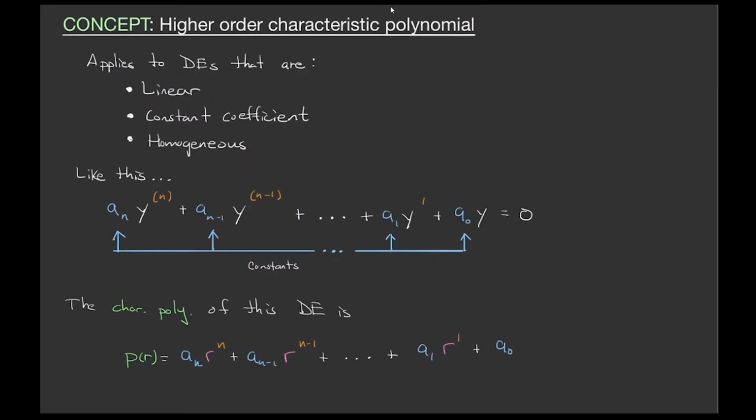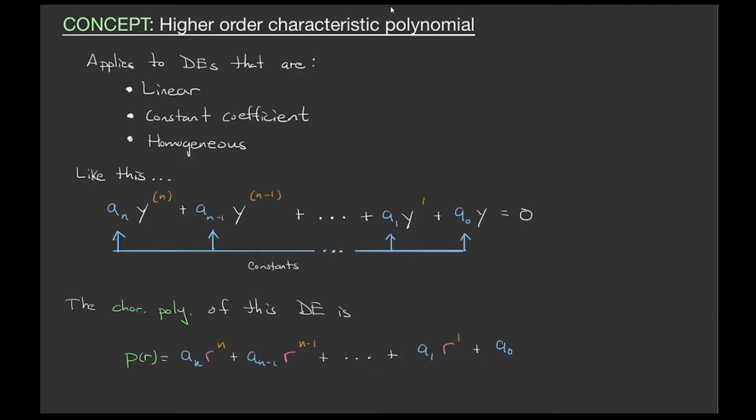Now, if your linear, homogeneous, constant coefficient differential equation looks like this, then we get a polynomial that you'll notice is very similar, where the nth order term in the differential equation is matched up with the r to the n term. The coefficient is exactly the same, and it's a constant, so a sub n is some constant number. We see with the n minus first derivative, we have r to the n minus 1. And again, the coefficient is exactly the same.